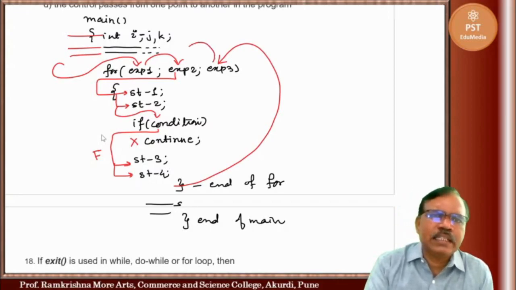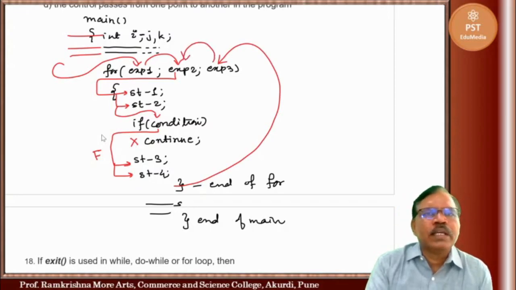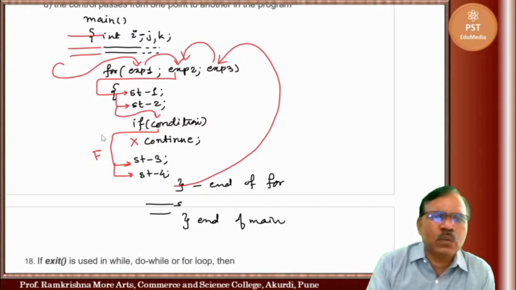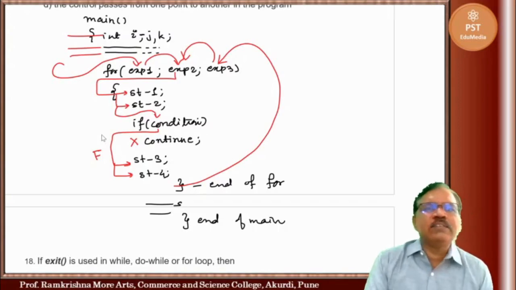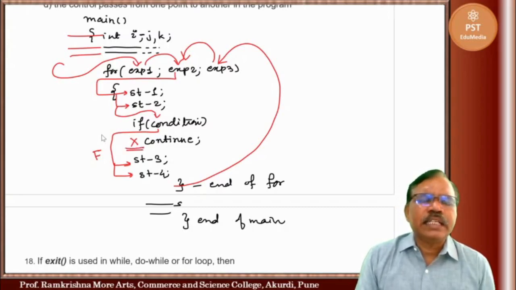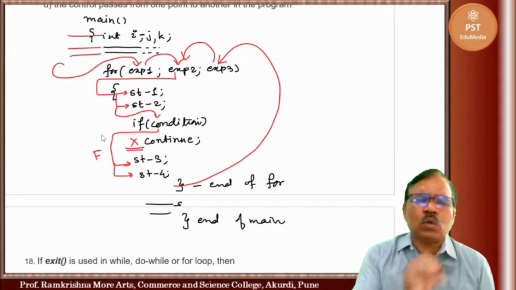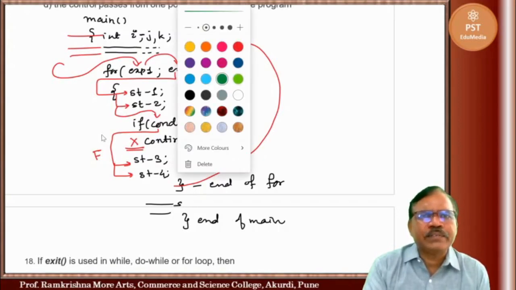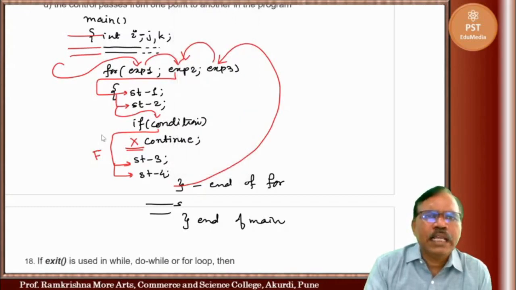From expression 3, it will go to expression 2. If it is true, it will go here, statement 1 is evaluated, statement 2 is evaluated, statement 3 is evaluated, then it will go to condition. If condition is false, continue is not evaluated, statement 3, statement 4 is evaluated, and so on. Now what happens when expression is true, it goes here, it goes here, it goes here.